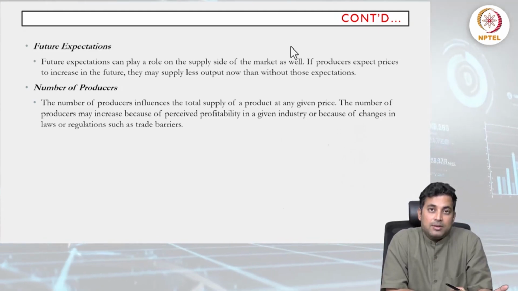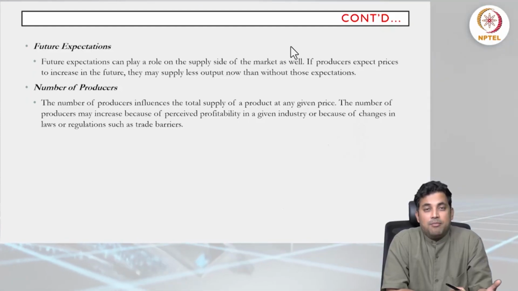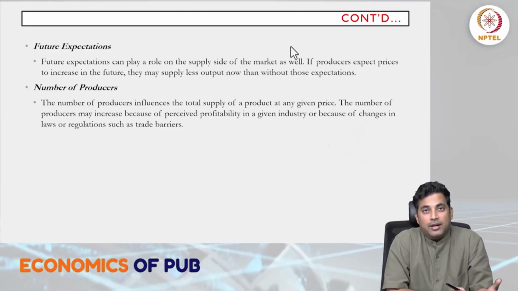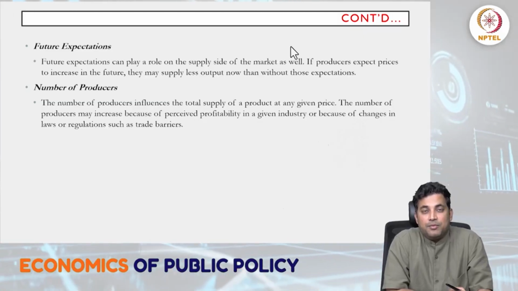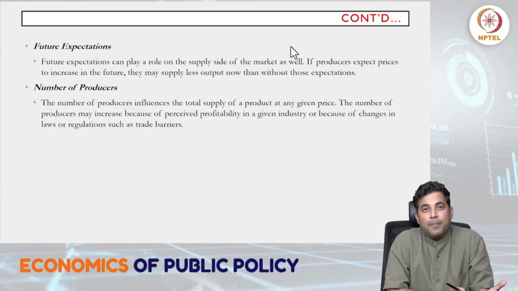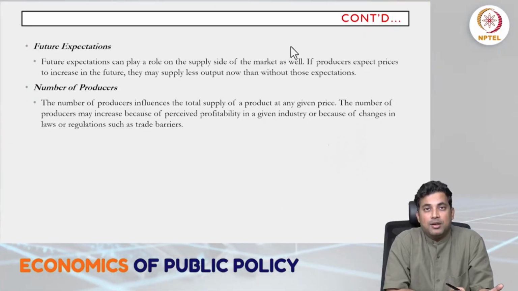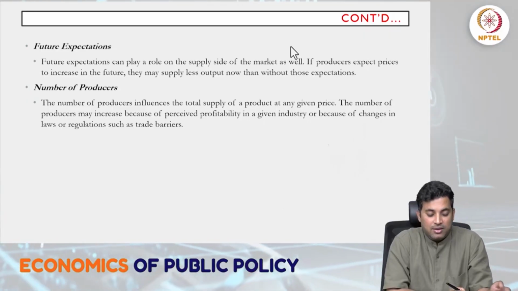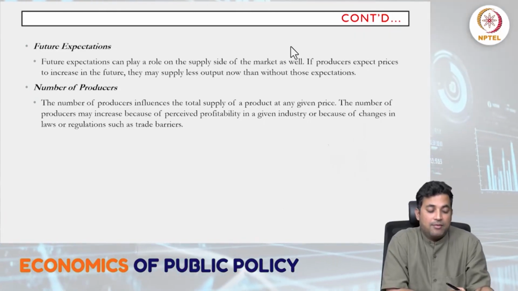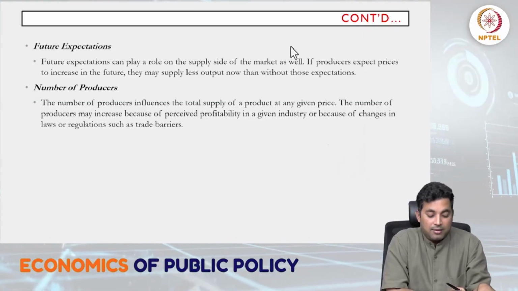Now number of producers, for instance, if one particular product is produced by one producer, but then there are one or two additional producers also coming into the market, then certainly competition will be there, and then the farms supplying the goods and services will also be changing. So the number of producers will have a certain impact on the supply curve.